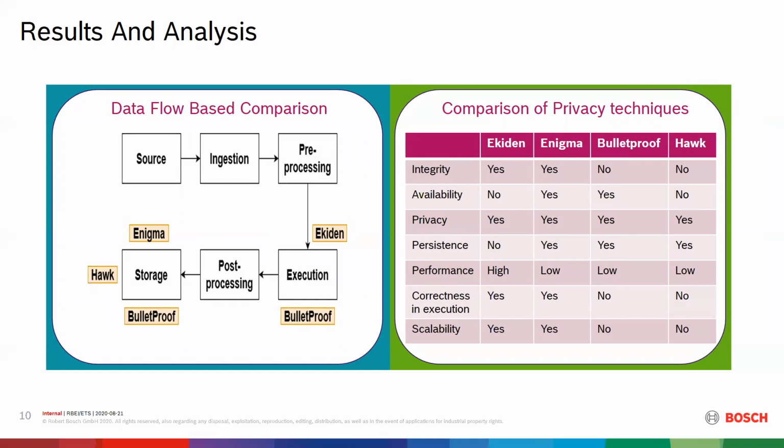The next comparison is based on the parameters the frameworks could support. The parameters that we have chosen are integrity, availability, privacy, persistence, performance, correctness in execution, and scalability. A detailed description on how these parameters could be achieved by each of the frameworks is explained in our paper.